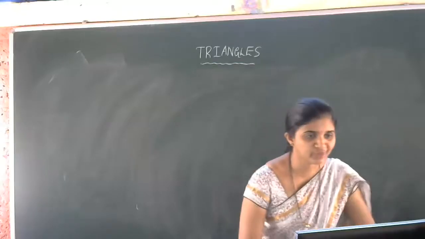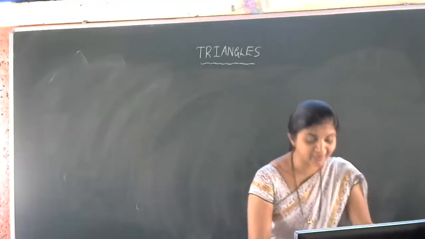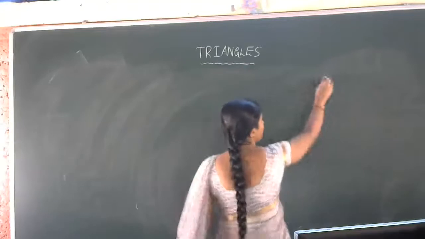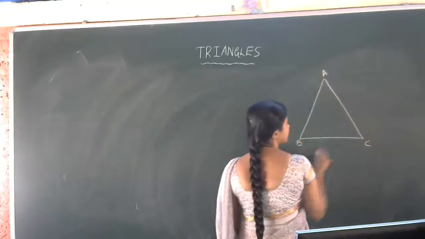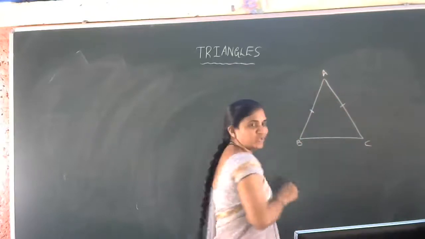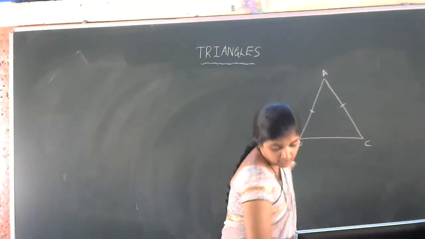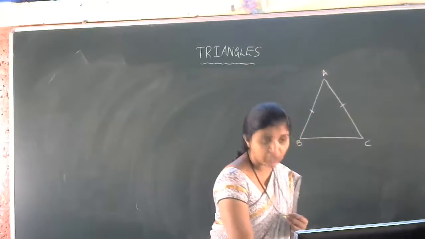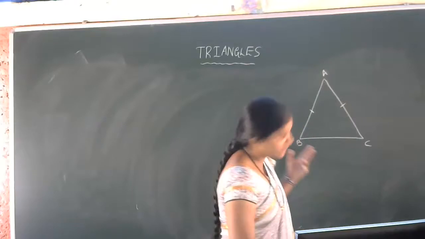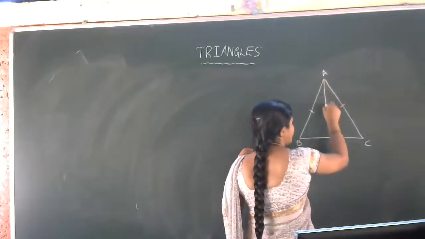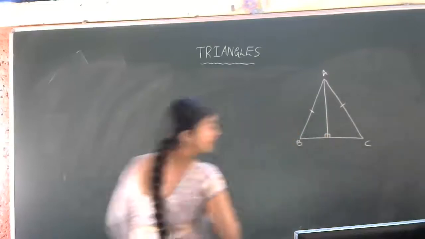Now the fifth question. Just look at the textbook. ABC is an isosceles triangle with AB equal to AC. Now we have to draw the diagram. It is already given. Draw AP perpendicular to BC to show that angle B is equal to angle C. So they have given the hint also.